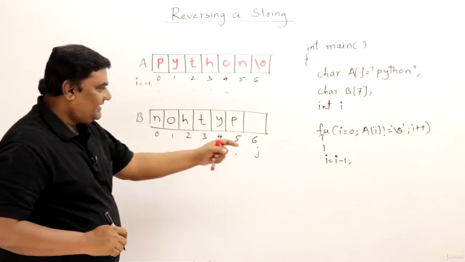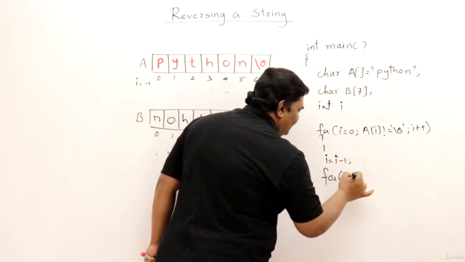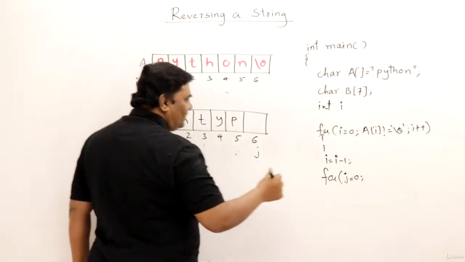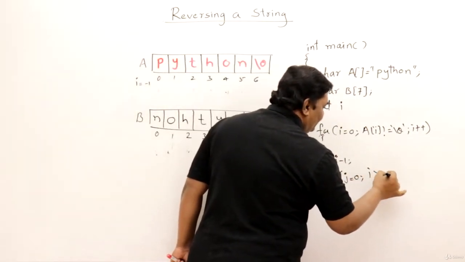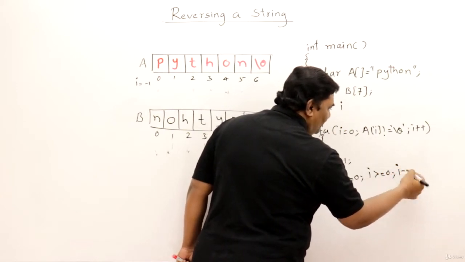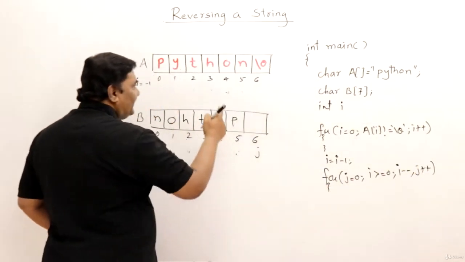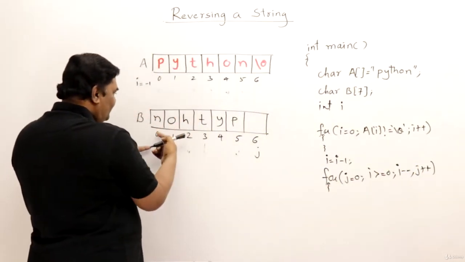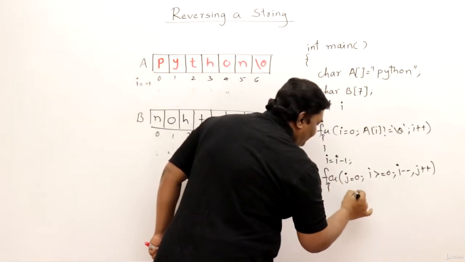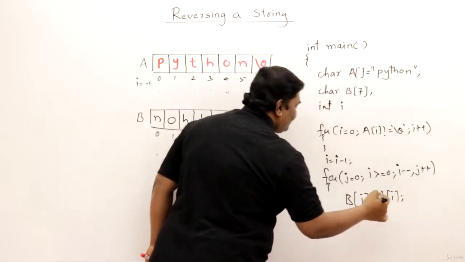So the same thing I will write down here. So I need one more thing, that is j, that should start from 0 onwards. And how long should I continue? As long as i is greater than or equal to 0. And every time I should do i minus minus, comma, j plus plus. Then what I was doing, copying an alphabet from array A to array B, array A to array B, right? So inside B of j, I should copy A of i.